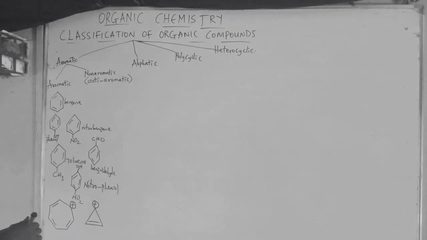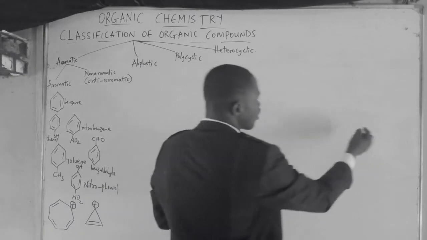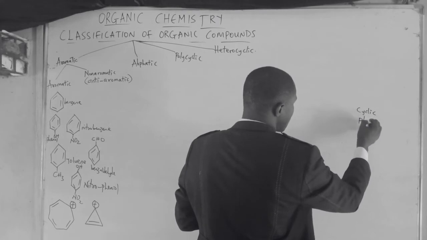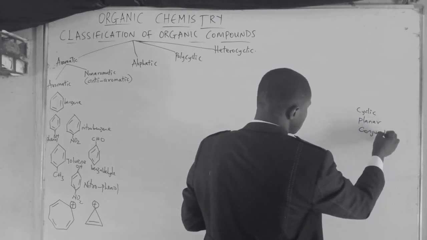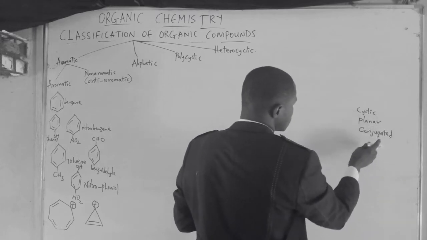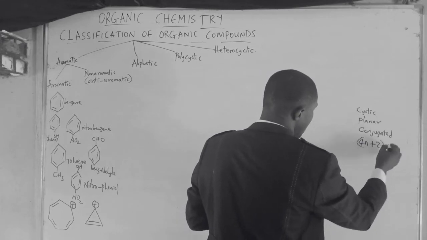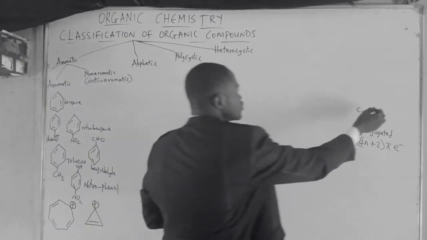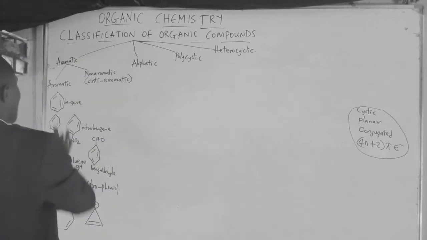Before a compound is said to obey aromatic principle, it must obey these four conditions. One, it must be cyclic, it must be planar, it must be conjugated. Also, it must obey Huckel's rule, 4n plus 2 pi electrons. So it must obey this rule. These four conditions must be met before you say that a compound is aromatic.